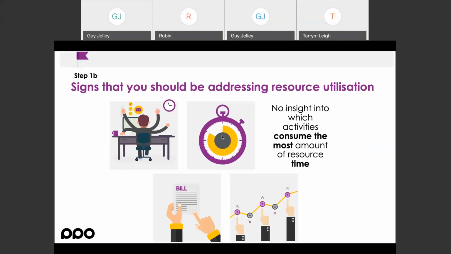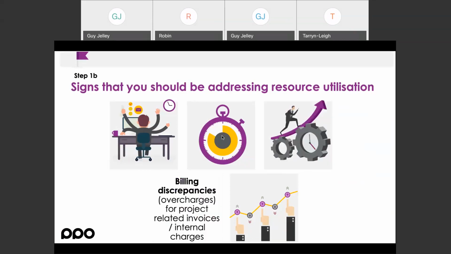And then, no insight into which activities are consuming the most amount of time. So I often have clients phone me and say, well, I'm making no profit on my projects. And when we try and understand which activities or which deliverables within projects are the ones that are causing the profit to dissipate, we don't have the necessary information into that, so we can't actually see where the pains are, and that leads to understanding where resource utilization is something we need to challenge. Billing discrepancies, if you're selling your projects and doing internal journals or invoicing.